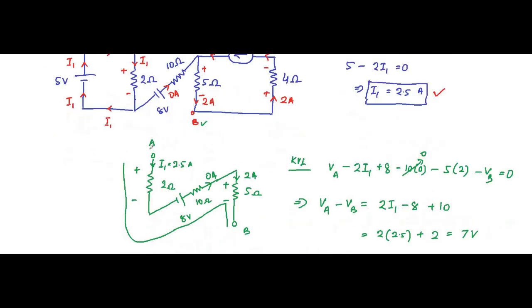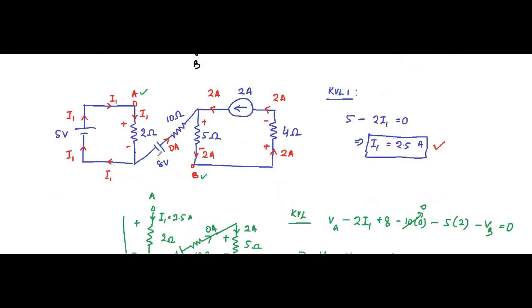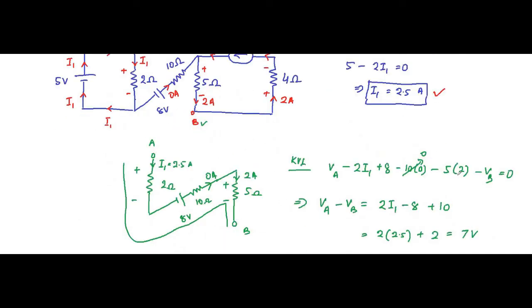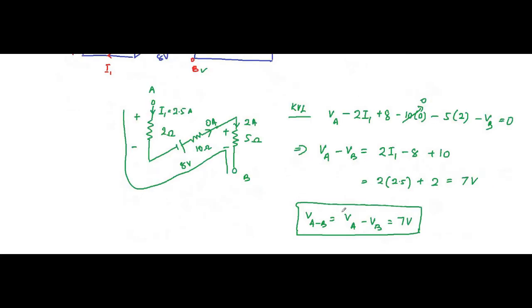Then it was the basic application of point to point KVL from A to B, which we did. We substituted the value of I1 and we got the result, VA minus VB is equal to 7 volt.